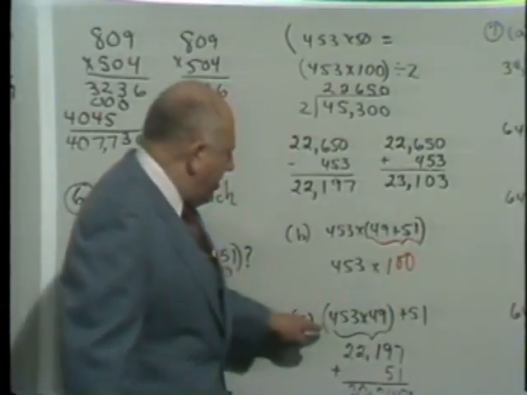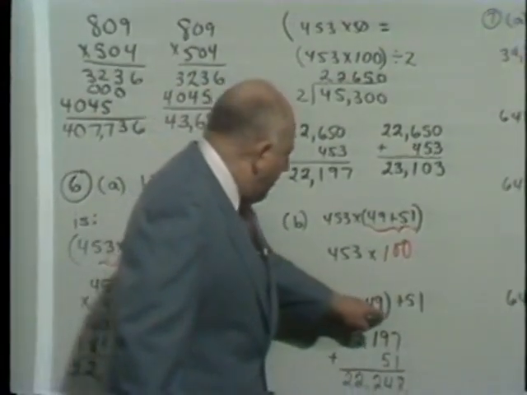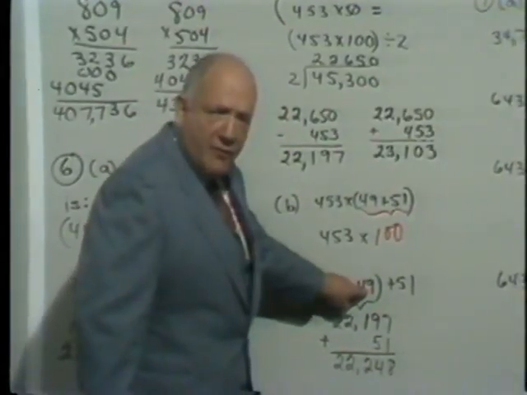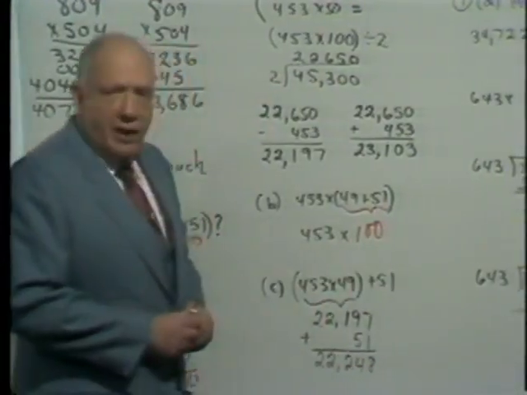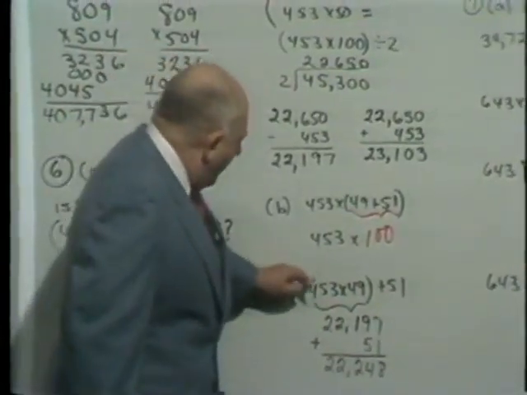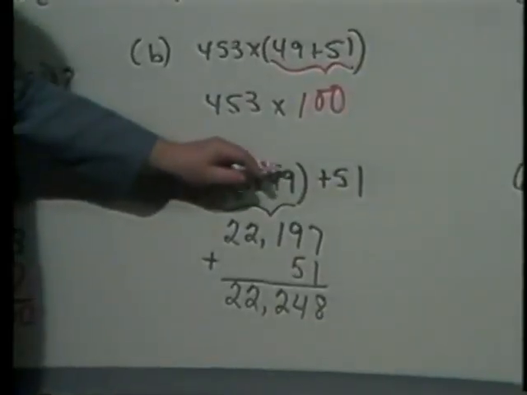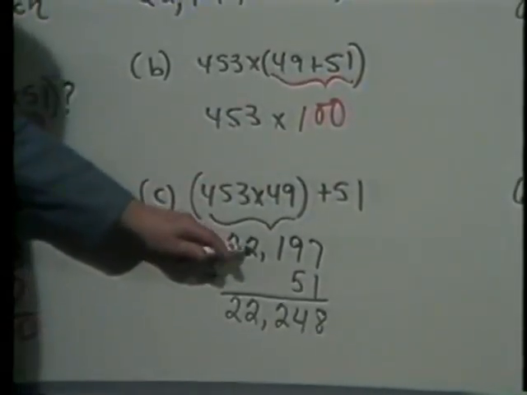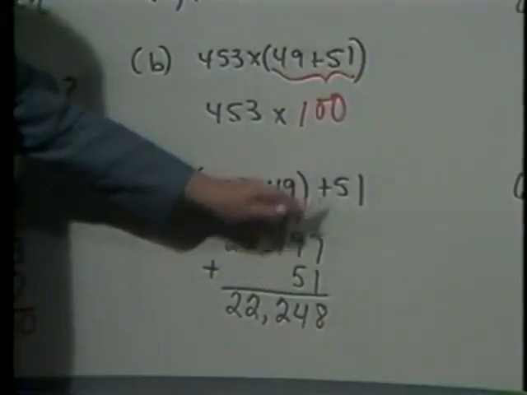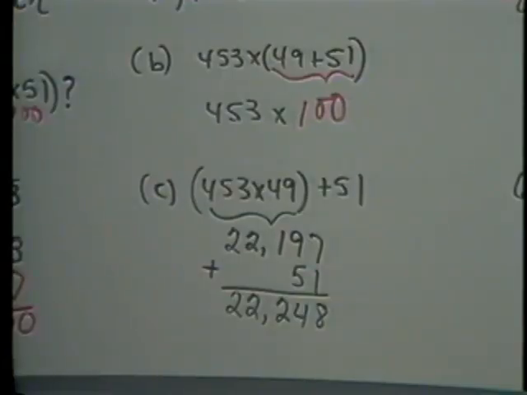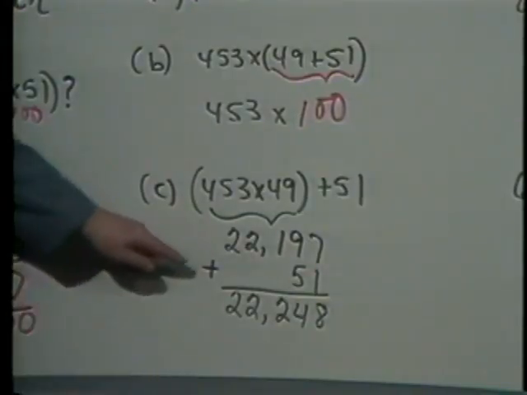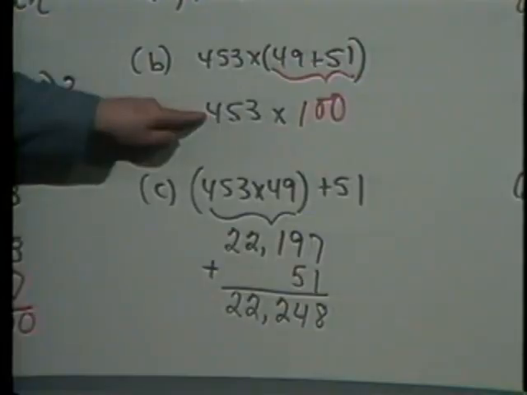By putting the grouping symbols this way, this says first multiply the 453 times 49. See, do everything in parentheses first. Then you add the 51. See, so this would say what? 453 times 49, which we already found out to be 22,197. Then we add the 51. That gives us 22,248. You see, there's a big difference between this answer and this answer.